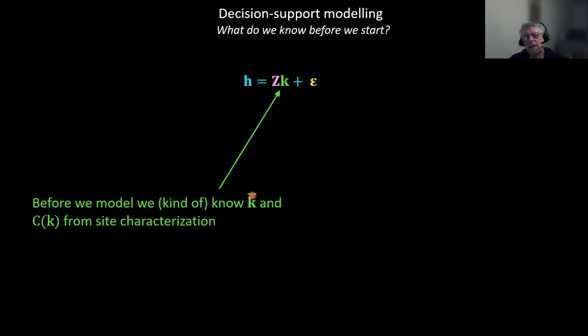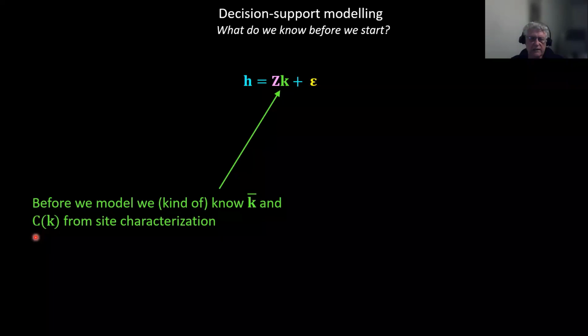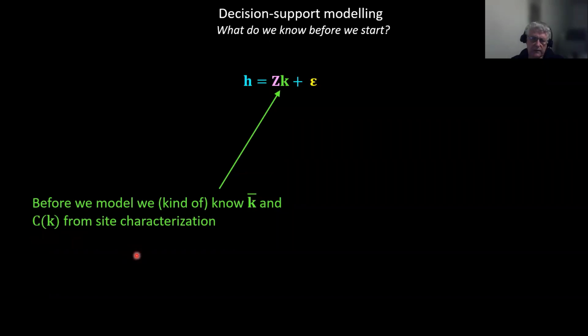And I know something about the nature of the variability, the propensity for the properties to vary from that mean, and the nature of the spatial correlation. So notionally, at least, I have a CK matrix. So before I go into any kind of modeling, I've got a K vector, a mean of K, and a CK that come from site characterization studies, the prior mean, the prior covariance matrix.